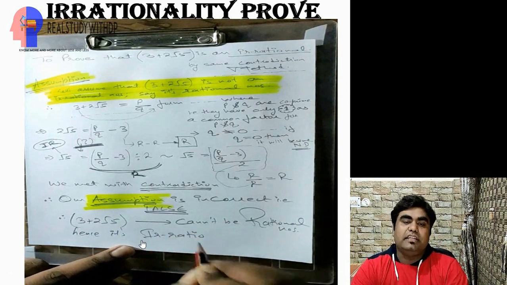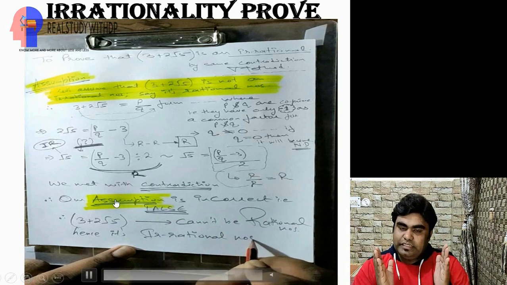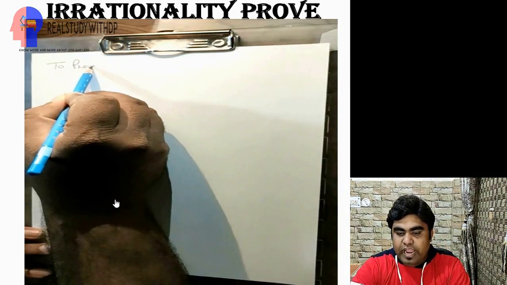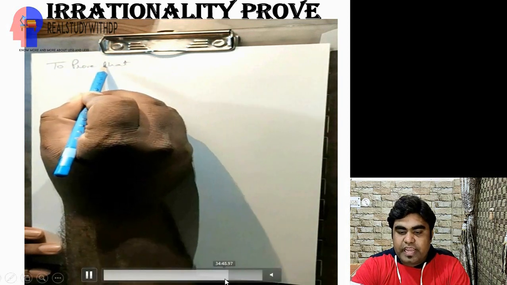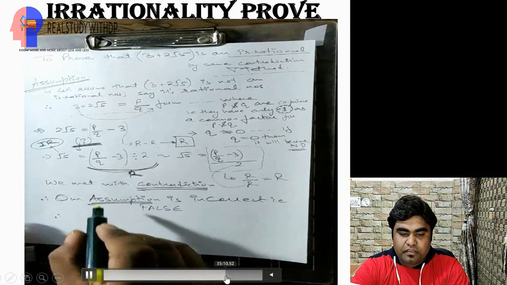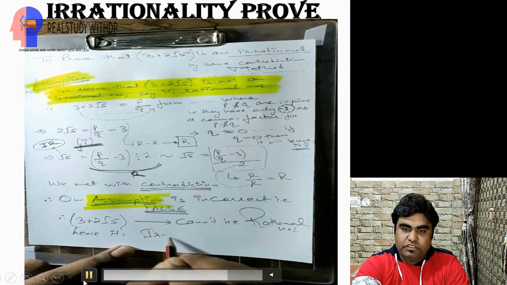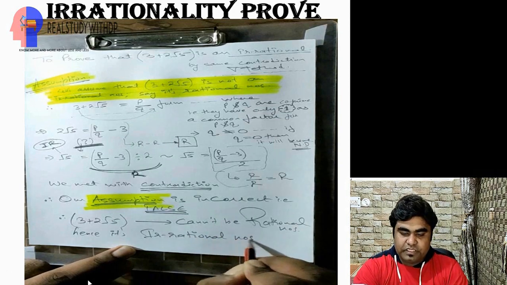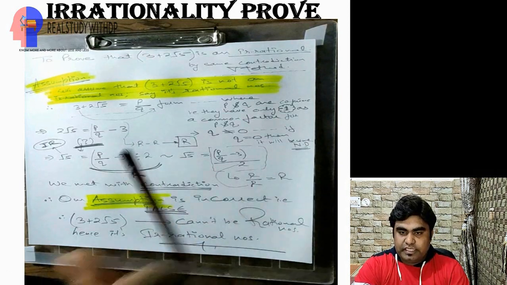So you have seen how beautifully, with this particular method, we can prove that a number is irrational, whatever number is given in the question. So we have proved it over here, isn't it? So that was it.